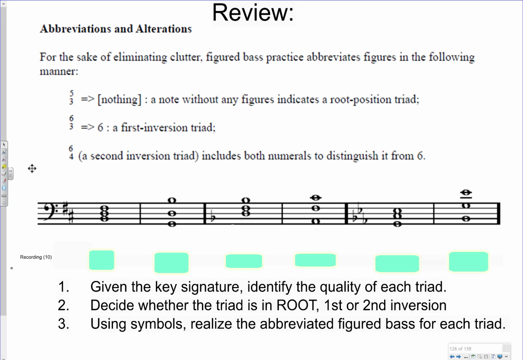Here's an activity to do at the bottom of the page. Number 1, given the key signature, identify the quality of each triad. Number 2, decide whether the triad is in root, first, or second inversion. Number 3, using symbols, realize the abbreviated figured bass for each triad. Look out for your key signature as it changes. Good luck, college.